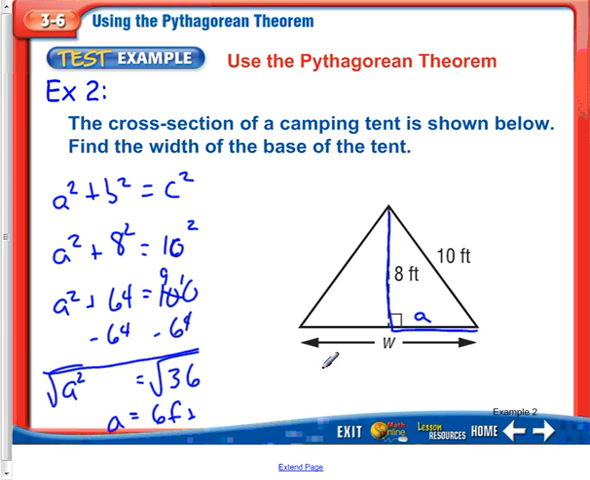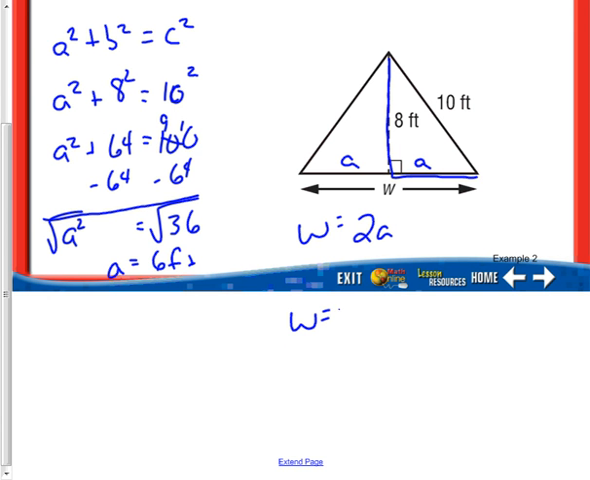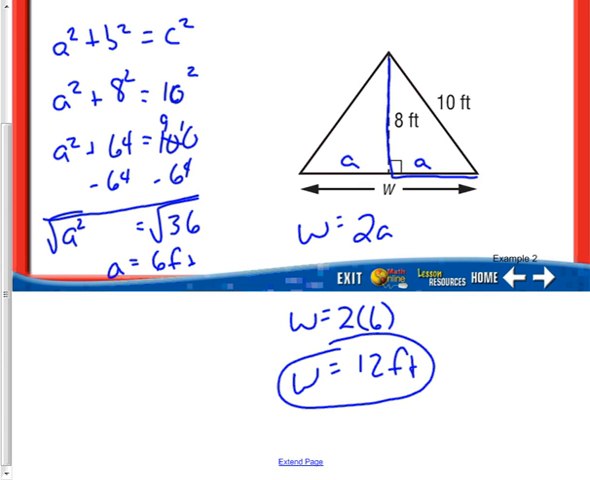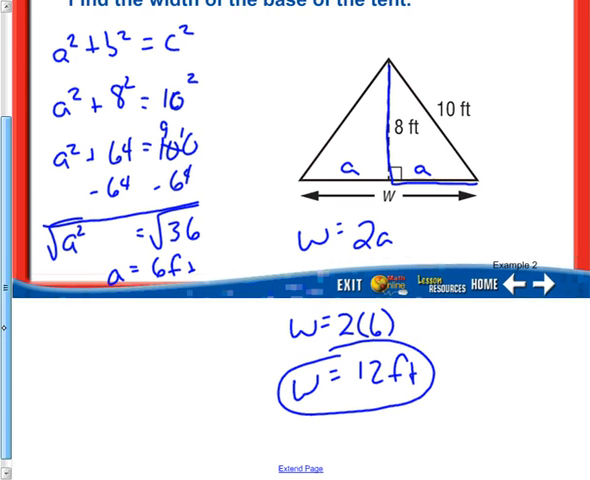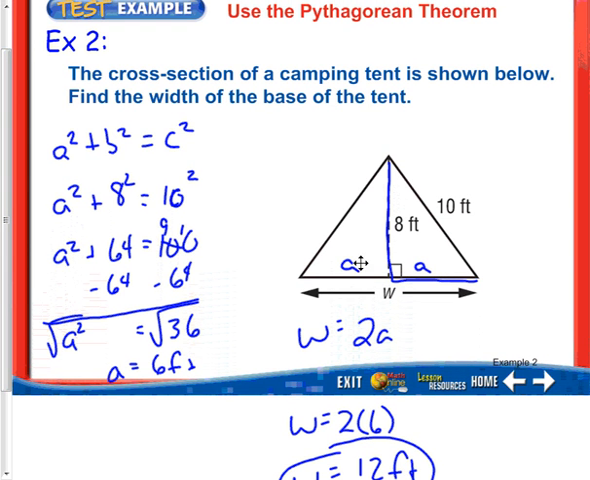But as you can see, we actually need for w actually equals 2a. So 2 times these a's, we need an a here and an a here, so we need 2a. So now I'm going to take this 6 and I'm going to plug it into this formula to find out what w is. So I know that w equals 2 times 6, so w equals 12 feet. So the width of the tent is 12 feet. So here we had a multi-step problem. You're going to want to make sure you really read your question carefully and find out what the question is asking, so that way we can get all of our points for the question.